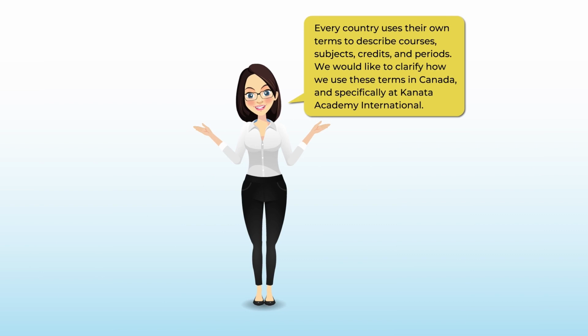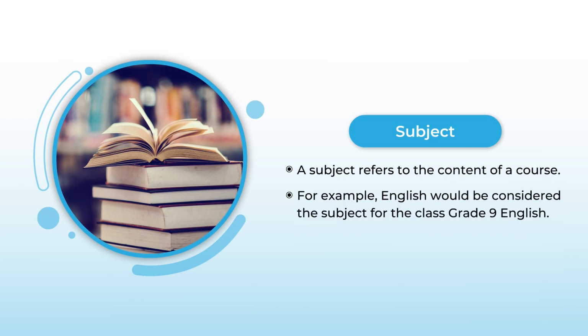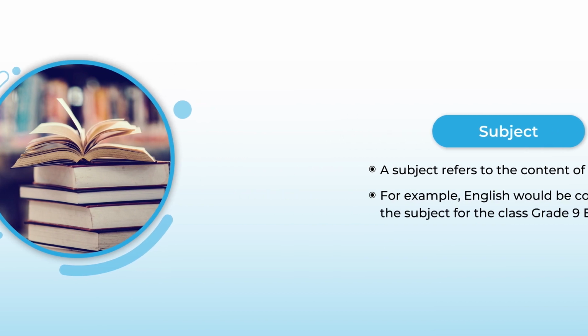Every country uses their terms to describe courses, subjects, credits, and periods. We would like to clarify how we use these terms in Canada and specifically at Kannada Academy International. The first term is subject. A subject refers to the content of a course. For example, English is a subject for the class grade 9 English.